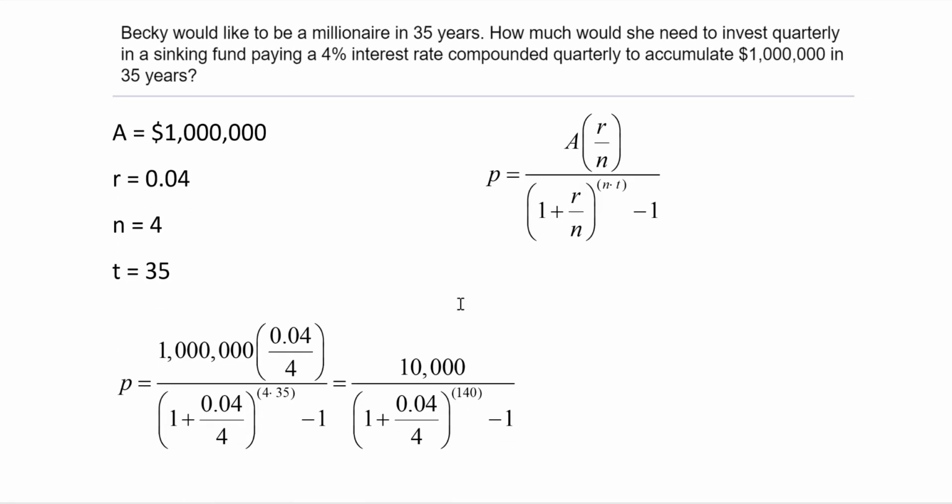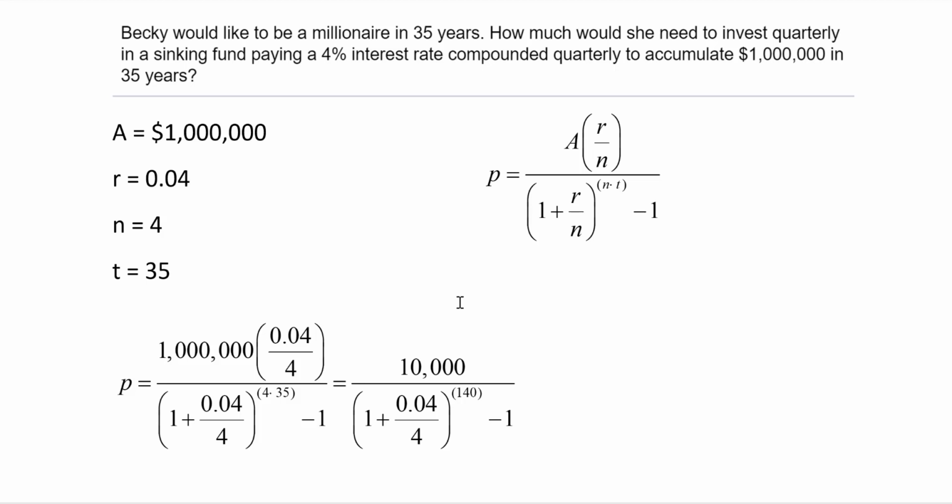Becky would like to be a millionaire in 35 years. How much would she need to invest quarterly in a sinking fund paying 4% interest rate compounded quarterly to accumulate $1 million in 35 years? So the amount she wants to accumulate is $1 million. The interest rate is 0.04, 4 compounding periods a year because it's compounded quarterly, and the time is 35 years.